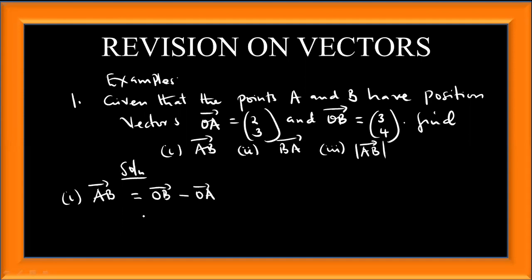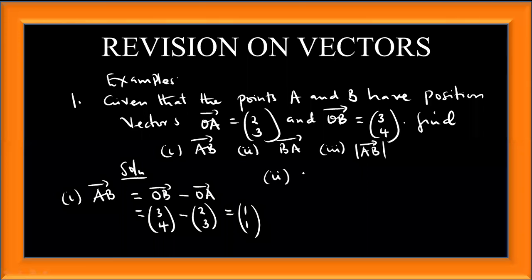That means we shall simply substitute for OB, which is (3, 4), and OA, which is (2, 3). When you do this subtraction, 3 minus 2 gives 1, and 4 minus 3 gives 1 also. So our vector AB is (1, 1). You leave it in vector form.